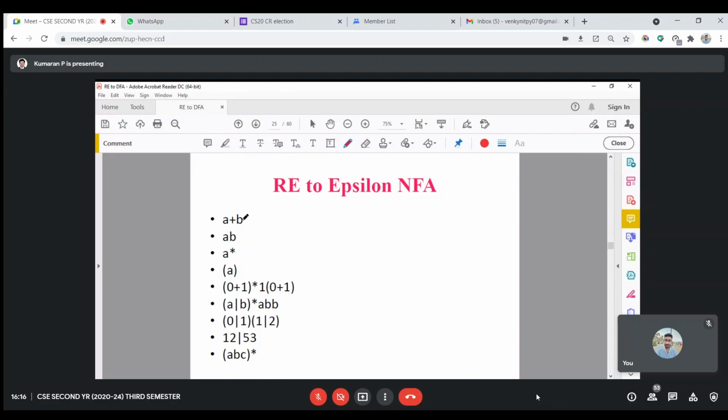A plus B. What is the epsilon NFA? Okay, A plus B, I'll tell you. Starting state. OR operation, no? A plus B means for an A this one, for a B this one, that is the OR operation. Both will finally end in this scenario. Okay, so now you have an arrow like this.